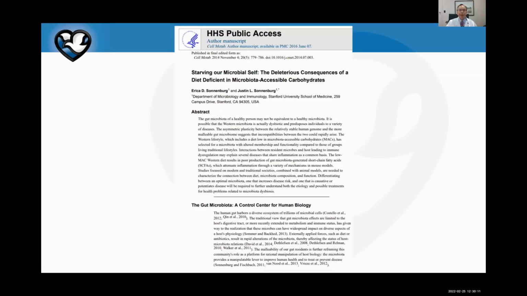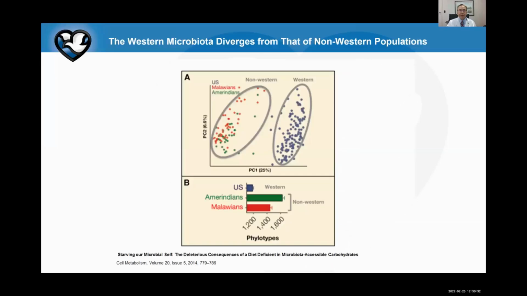Well, the Sonnenburgs at Stanford published this article back in 2014, Starving Our Microbial Self: The Deleterious Consequences of a Diet Deficient in MACs, not the ones you get at the Golden Arches, but microbiota-accessible carbohydrates. And they go into how the gut microbiota is the control center for our human biology.